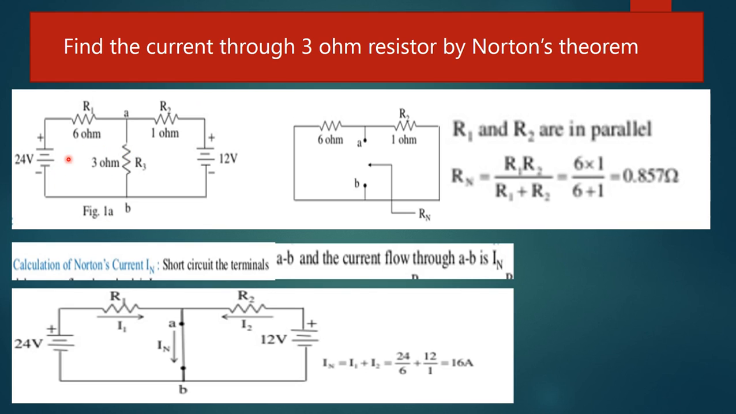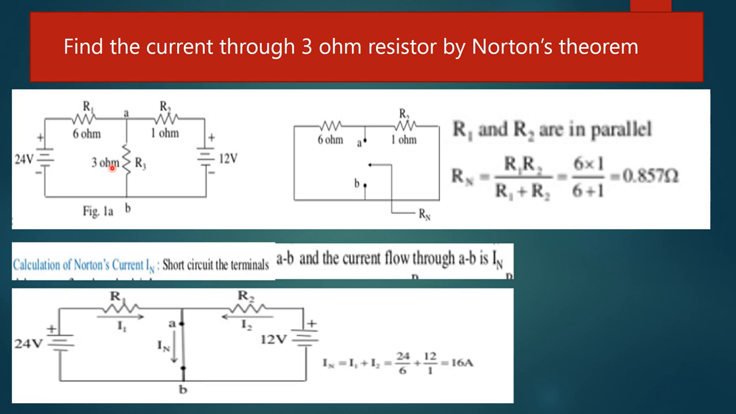For this, we consider a circuit which is given by this. Here two power sources are connected, 24 volt and 12 volt, and the network is R1, R2 and R3, where the value of resistance R1 is equal to 6 ohm, R2 is equal to 1 ohm and R3 is equal to 3 ohm. Here we find the current passing through the 3 ohm resistance, and to find this amount of current, we use Norton's theorem. That means terminal points A and B are considered as the load resistance RL.